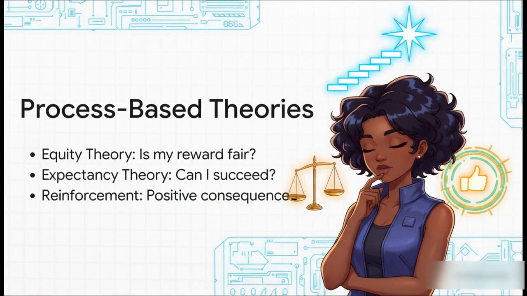But wait, there's even more going on in our heads. Beyond those basic needs, our brains are constantly running these rapid, subconscious, mental calculations to decide exactly how much effort we're going to give on any given day. Through equity theory, we're basically asking, hey, is my effort to reward ratio actually fair compared to the guy sitting next to me? If it's not, motivation plummets. Then through expectancy theory, we implicitly ask, if I try really hard, can I succeed? And will I even care about the reward at the end? And finally, reinforcement theory dictates that we're going to repeat behaviors that actually lead to positive consequences. We are calculating this stuff in real time every single day.